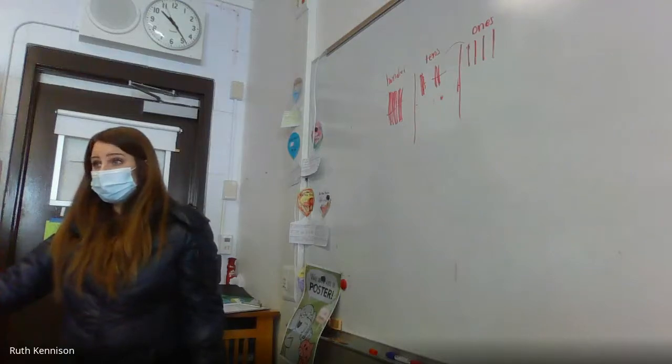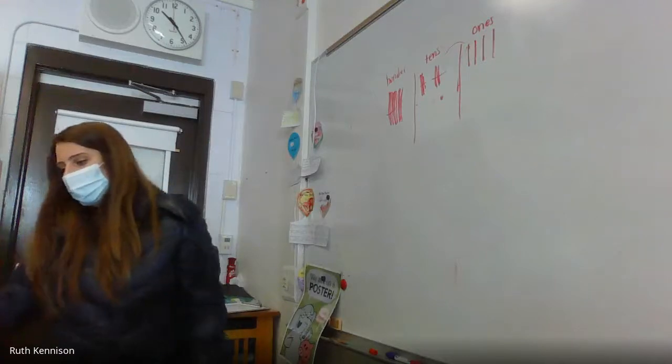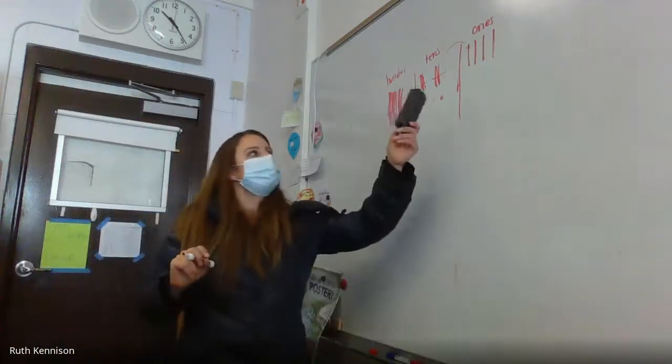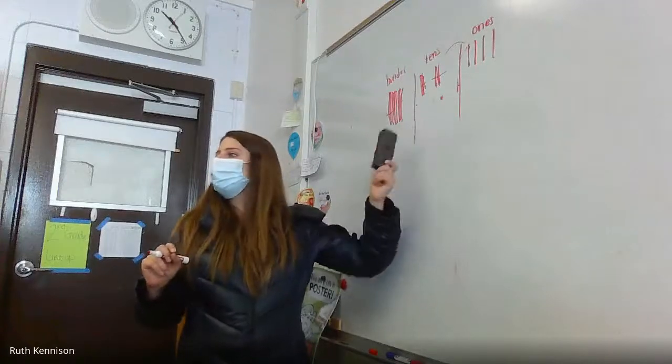What? We're not going to do a million. That's way too many. But we need to remember that 10 ones make 10. 10 groups of 10 are 100.